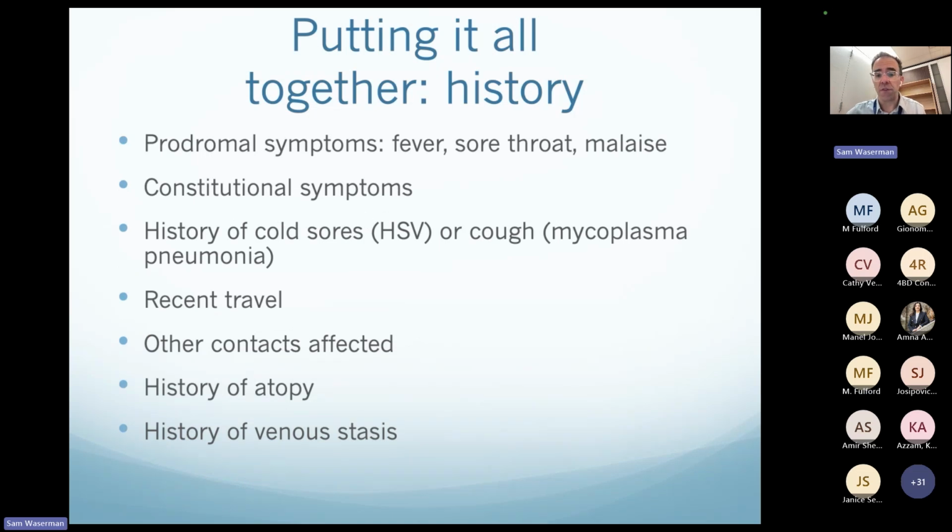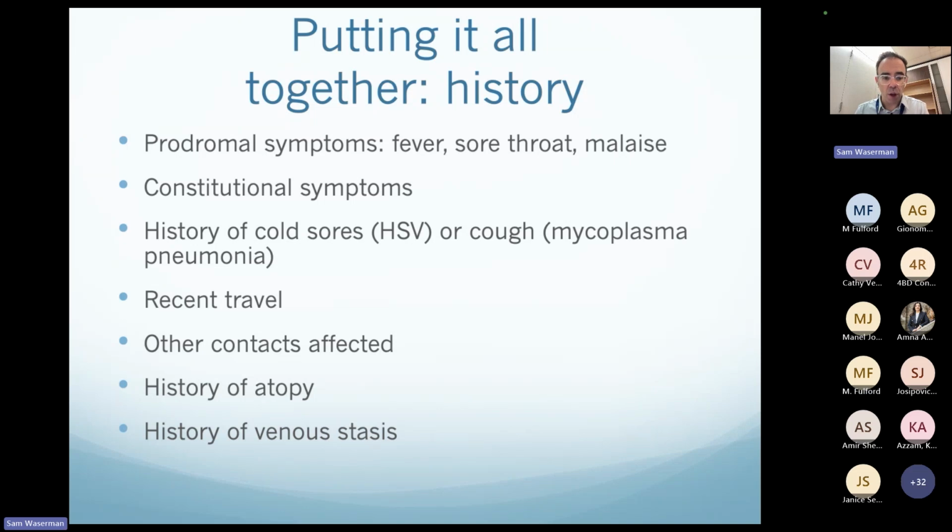Prodromal symptoms of fever, sore throat, malaise, constitutional symptoms. I didn't touch on this before, but you ask them about history of cold sores, specifically thinking about HSV, which accounts for 90% of erythema multiforme.